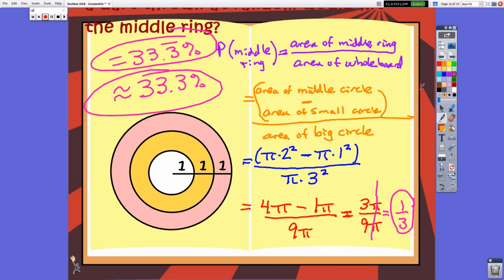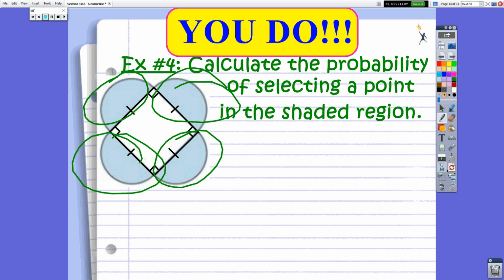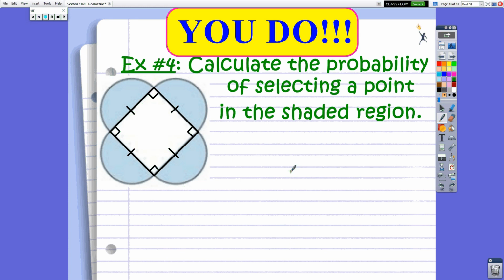All right, now the last problem. Ooh, this is going to be a fun one, and I'm leaving it for you to do, but we'll talk about it just a little bit here. So calculate the probability of selecting a point in the shaded region. Now notice there are 4 shaded regions here. And those 4 shaded regions are semicircles.